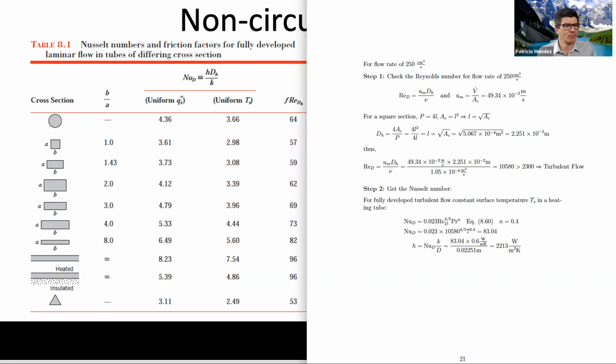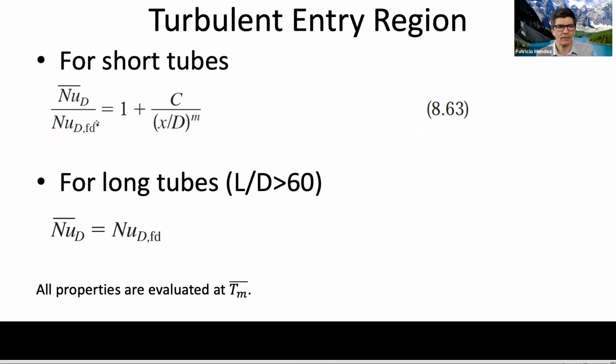So if we wanted to account for the entry length, here we had seen the average Nusselt divided by the Nusselt of fully developed, right? And as I mentioned, for long tubes, it's all the same. And for short tubes, we have this expression for which they did not give us in the book the value of C and m, but we know that the shorter the length considered, the higher the increase of Nusselt would be.